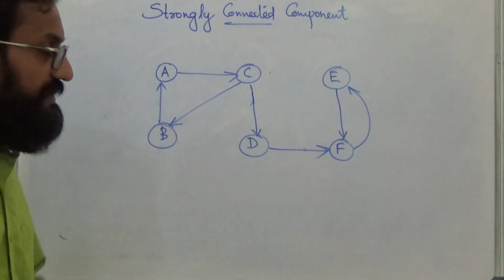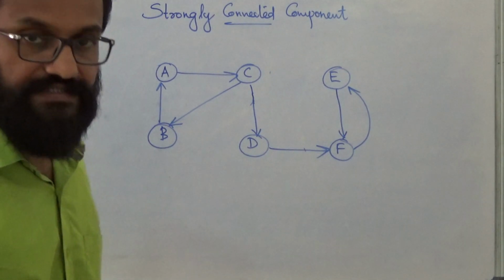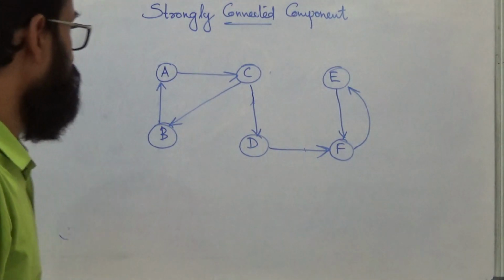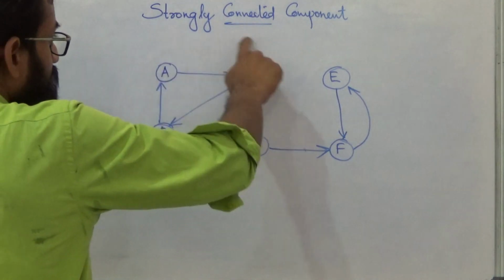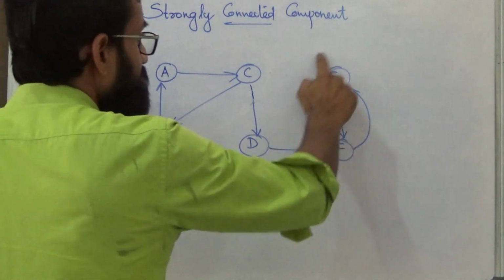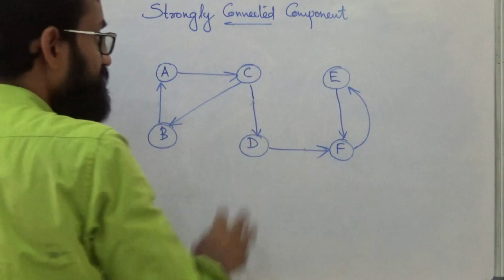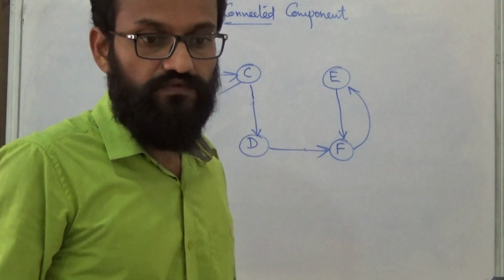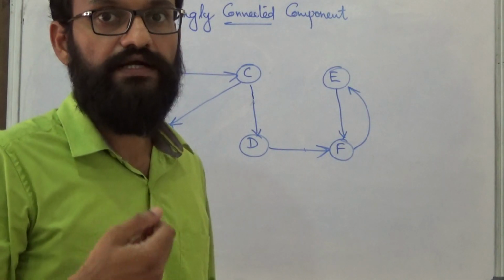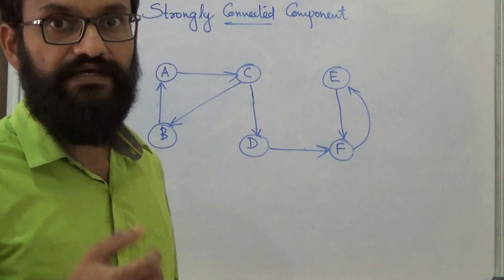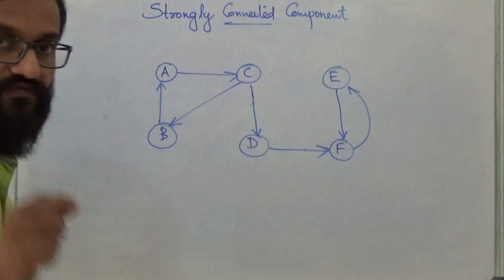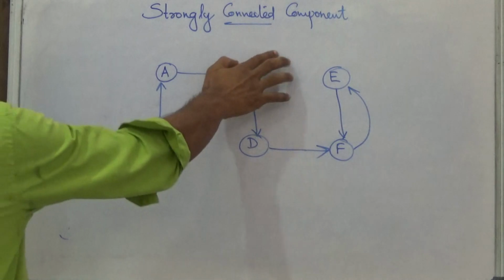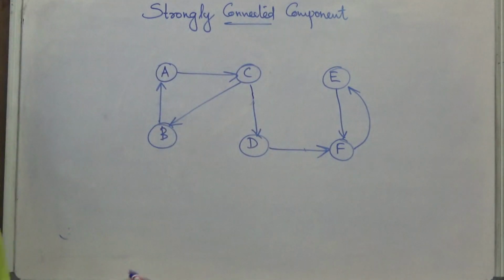If I take a weakly connected graph, it contains some set of strongly connected components. As we have shown, this is one strongly connected component, this one is another, and this sole vertex will act as another strongly connected component. Now how to pull out these strongly connected components in a weakly connected graph? You can make use of the DFS algorithm. So the first step is you have to execute the DFS algorithm.